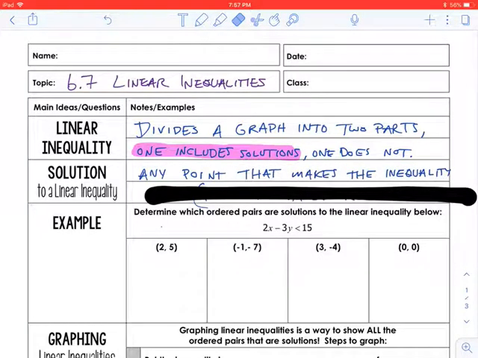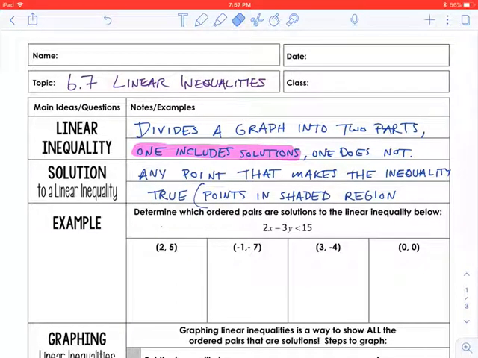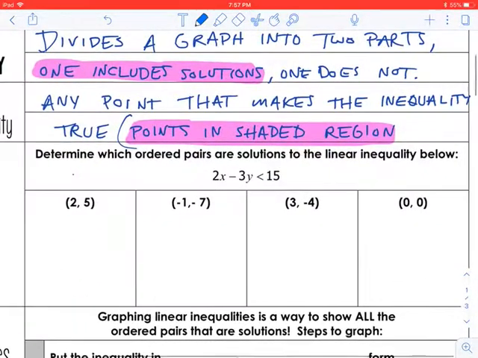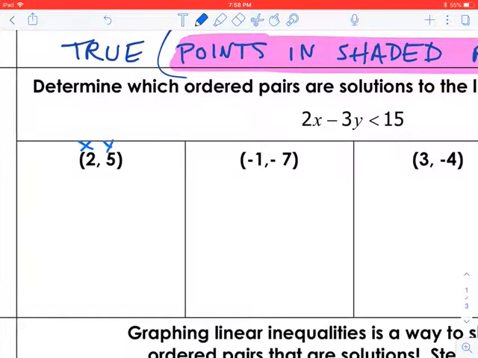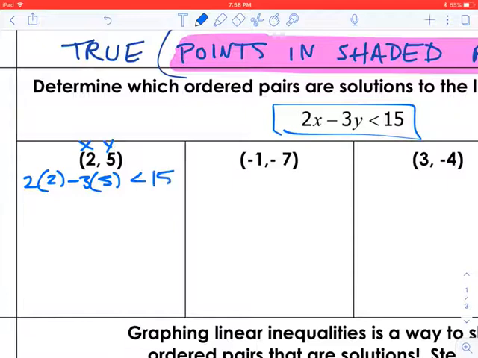So a solution to these is any point that makes the inequality true, or in other words, points that are in that shaded region. Okay? So, in this case, we can do it algebraically, not always graphically, but here it says determine which ordered pairs are solutions to this inequality. So all we're doing really is plugging these in for x and y. So here's our inequality. So I'm going 2 times x is 2 minus 3 times y, which is 5, less than 15.